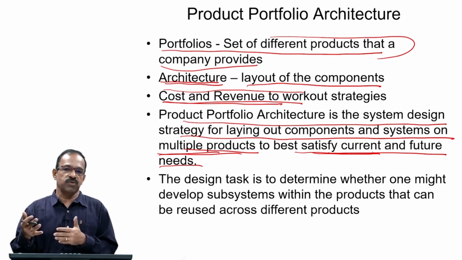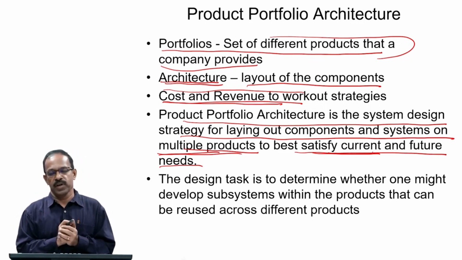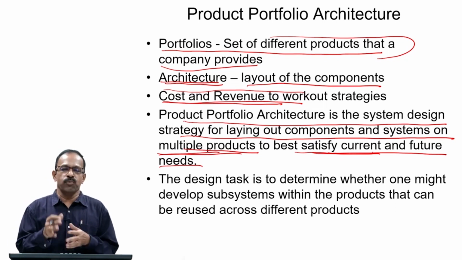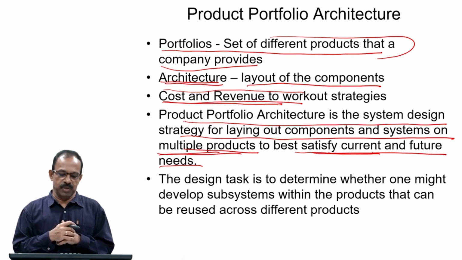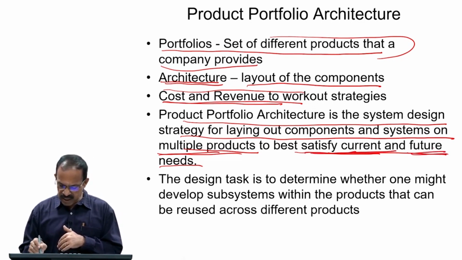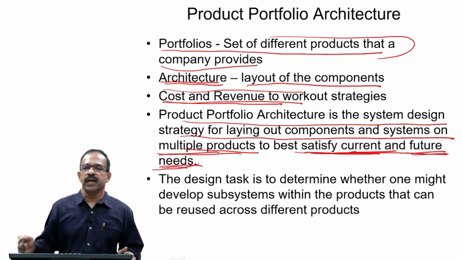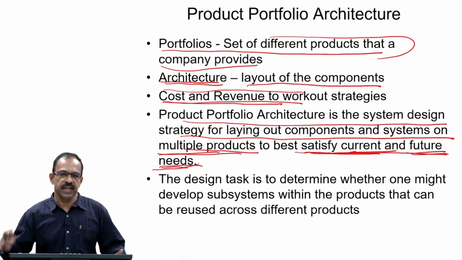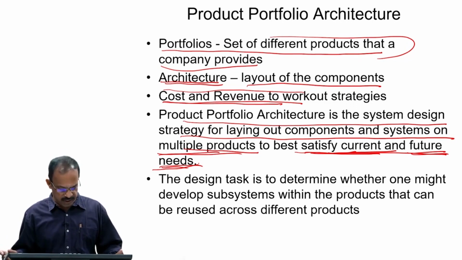So, we need to keep this also in mind when we do the portfolio architecture, so that after 2 years we will be able to easily modify the product to meet the customer requirement. So, the current requirements as well as the future requirements need to be taken into account when we decide the number of products in the family and the architecture of the product.